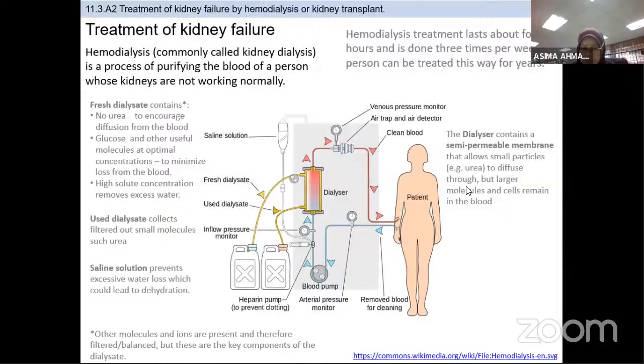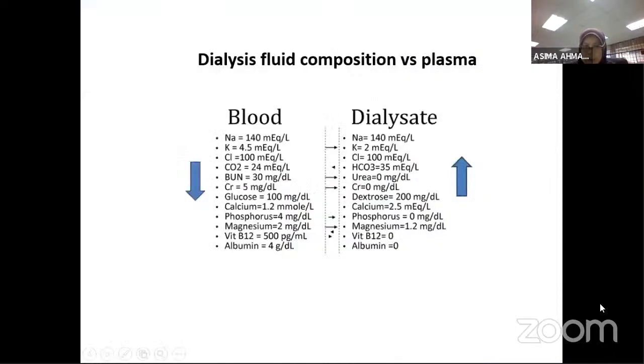Okay, wait, teacher wants to move this. This is something I just added so that you can make a comparison. Alright, dialysis fluid composition versus the blood plasma composition. So you can see the difference. You can see the level of blood urea. Where's urea here? Blood urea. The dialysate is empty. There is no urea.